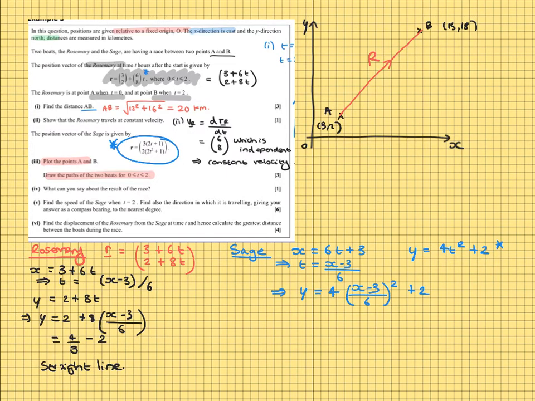Now, I could expand that if I wanted to, but actually all that I can see here really is that it's a quadratic function, which means we're looking at some sort of parabolic curve, which means that there will be a curved movement between A and B for the Sage. Now, I don't know exactly what that curve will look like without thinking a little bit more, but I know it is going to be in some sort of parabolic shape.